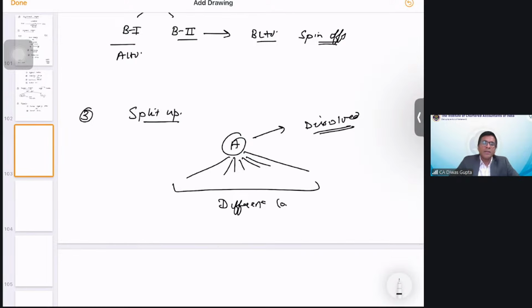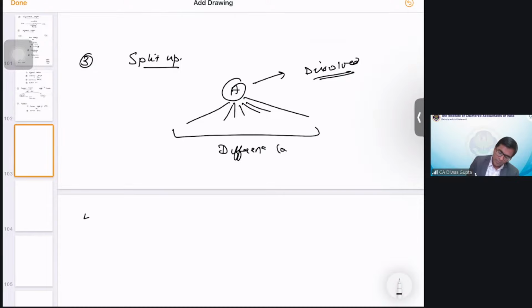Okay. Then comes the split up part. Yeah, split up part we have discussed, students. So in split up, we are splitting up an existing company into multiple companies and the existing company gets dissolved. Fourth part, equity carve out.